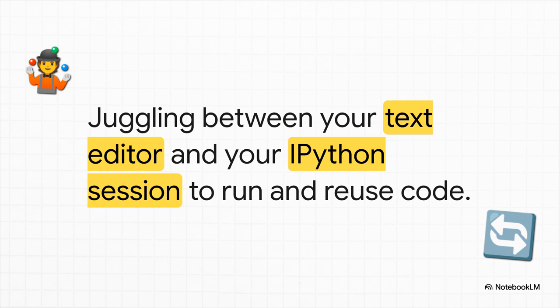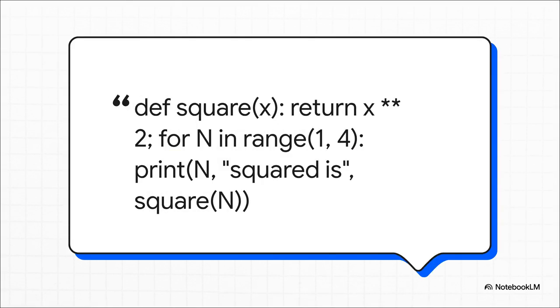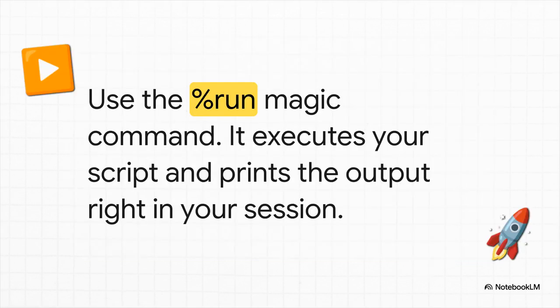Okay, here's another super common scenario. You're writing a script in your favorite text editor, but you want to test it out and play with the functions interactively in IPython. You know, that constant back and forth between the two windows. It can be a real pain. So let's imagine you've written this simple script and saved it as myscript.py. All it does is define a function called square, and then it runs a little loop to print out some results. So how do we get this into our interactive session without a bunch of copying and pasting? You already know the answer, don't you? It's a magic command. You just type %run followed by the name of your script and boom, it executes the entire file and prints the output right there in your session.